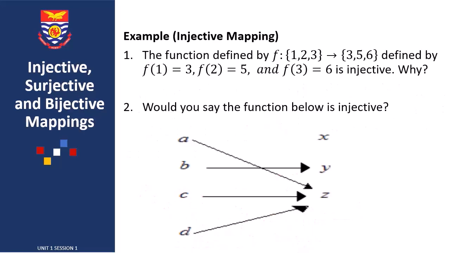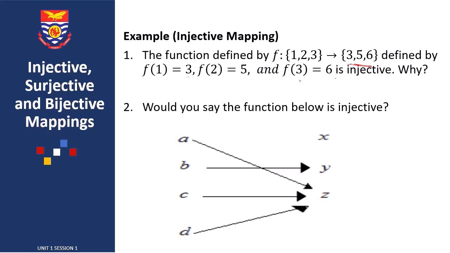Looking at this example, you can see they have the domain here and the codomain here. So 1 has image 3, 2 has image 5, 3 has image 6. You can see that it's an injective mapping, and the question is why? Because each element in the domain has a distinct value in the codomain, then you can say that it's an injective mapping.